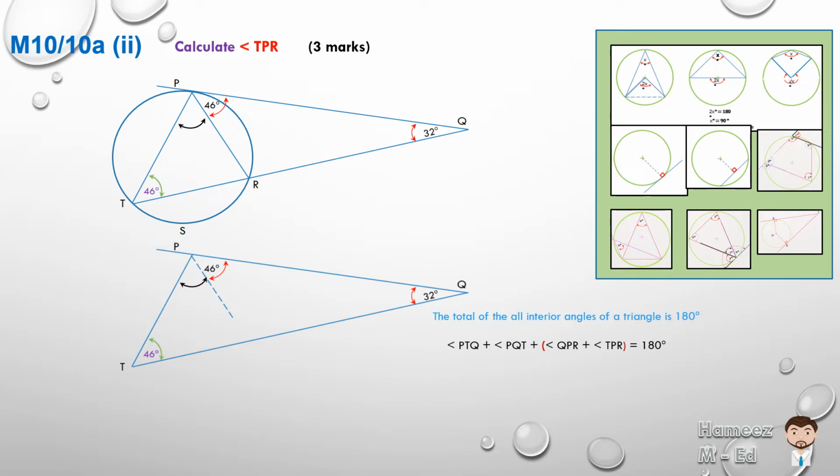And let's substitute. 46 degrees plus 32 degrees plus 46 degrees, which we've worked out in part 1, plus angle TPR is equal to 180. And if we look at the line, there's only one unknown, so we should be able to solve this. So we can add up and we'll get 124 degrees plus angle TPR is equal to 180. And if we want to find angle TPR, we take the 124 on the left hand side and carry it across. It's adding on the left side, so when we carry it across, we'll do the additive inverse, which is subtraction. Thus, angle TPR is equal to 56 degrees.